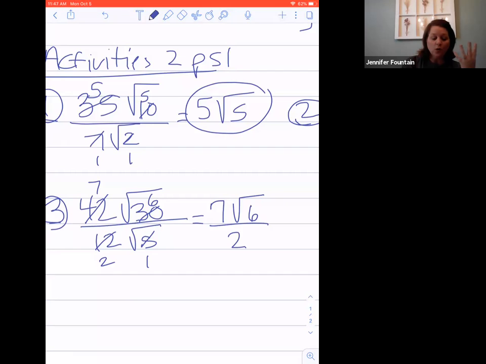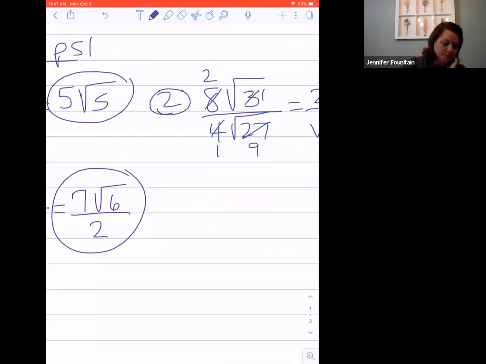Now look at step 4. I look at my coefficients. I have a 7 and a 2. Neither of them can divide into each other. And then I have the square root of 6, which would be 2 times 3, so I know that will not be simplified. Therefore, I can put a circle around my answer because I know that that is my final answer in simplest form. Any questions about that one?